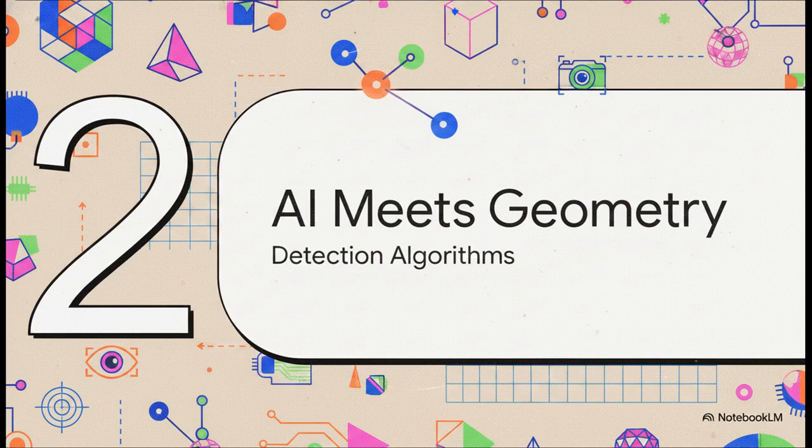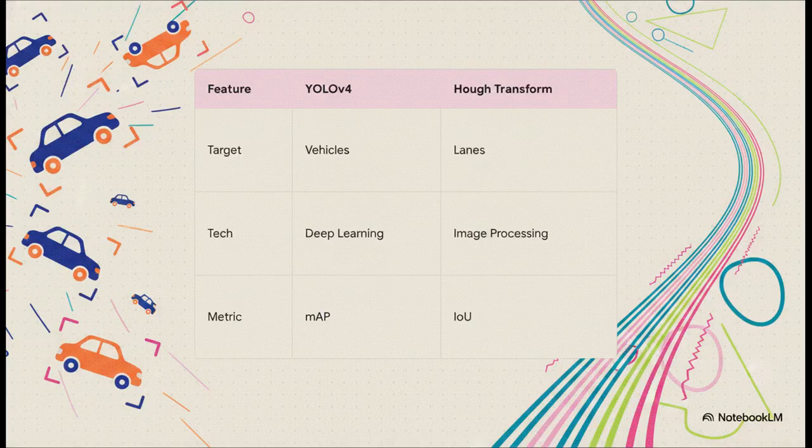Section 2. AI meets geometry. Now we shift from just looking at the image to actually understanding what's in it. This is where modern deep learning intersects with classical image processing. It's a real divide-and-conquer approach. On one side, we have YOLOv4. This is a neural network operating as our dynamic hazard recognition system.